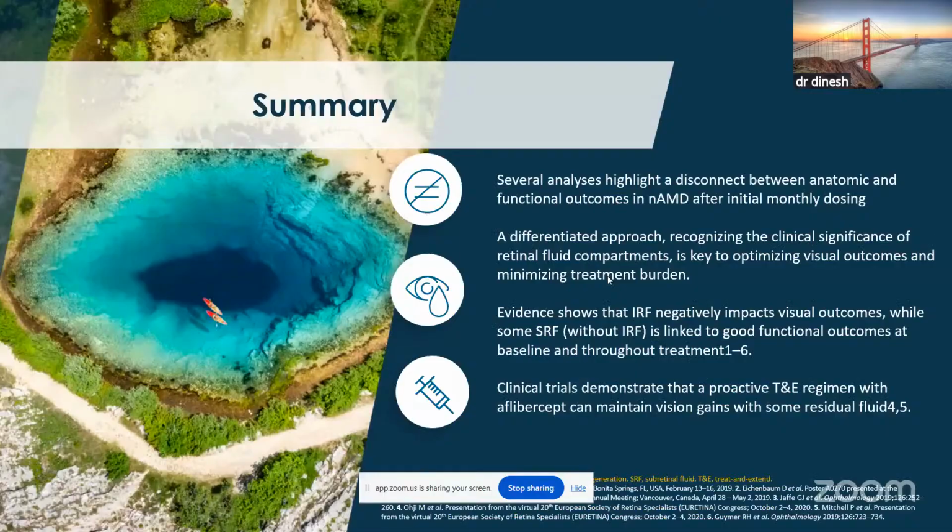real-world data. To sum up, we can say that a differentiated approach, recognizing the clinical significance of the retinal fluid compartments, is very important to optimize visual outcomes and minimize treatment burden.